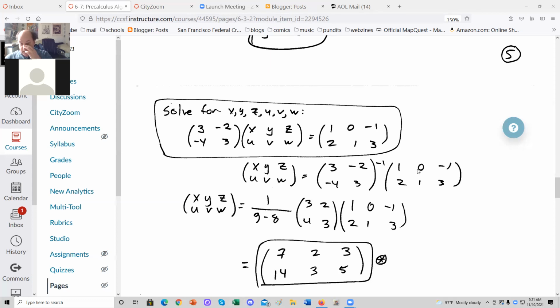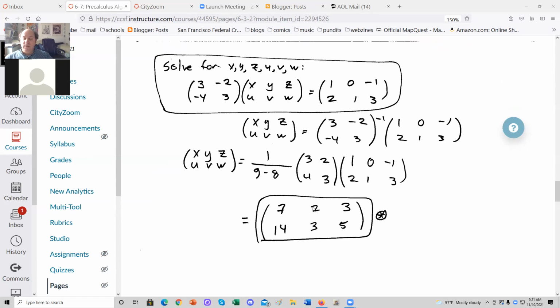All right. So to find the inverse here, we flip these two, bing, bing, there they are. The others stay the same, and change the signs here, positive 2, positive 4. And that times 1 over 3 times 3 is 9, minus negative 4 times negative 2 is 8. 1 over 9 minus 8 is 1 over 1, which is just a 1. Then 3, 2, 4, 3 by the usual matrix multiplication gets you 7, 2, 3, 14, 3, 5. So this matrix equals this one.